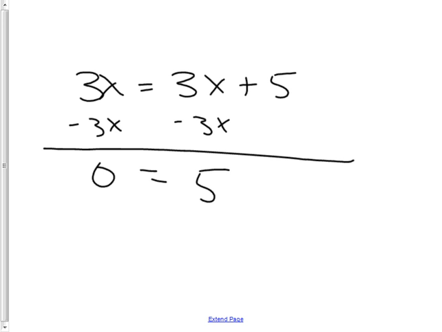If you ever come out with a true statement, everything works. If you ever come out with a false statement like that, then what do you think it is? Nothing. No solution. Another way I saw it written on an ACT test was the solution set is empty. It's another way to say there are no solutions.